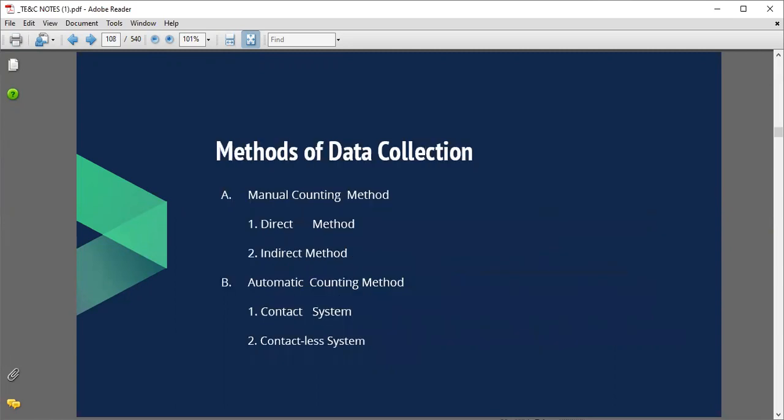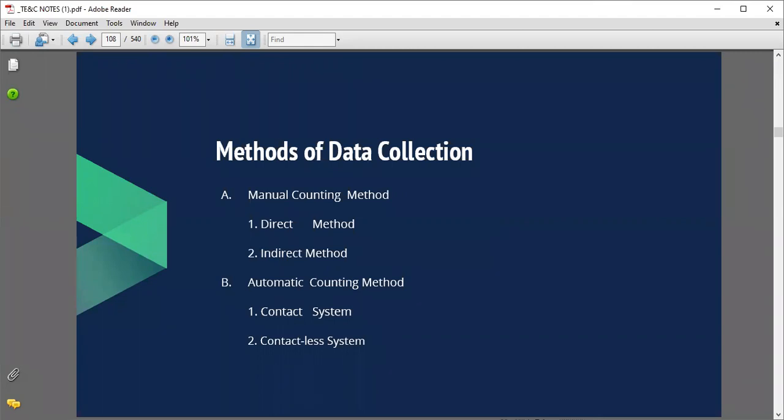So now the next point is how to collect information about the vehicles which are moving on the roads. For that purpose, there are different methods. We can see the different methods of collecting traffic volume, the traffic entering or exiting the road. We can understand this by the manual counting method and the automatic counting method. These are the two most important methods here: one is the manual counting method and the second is the automatic counting method.